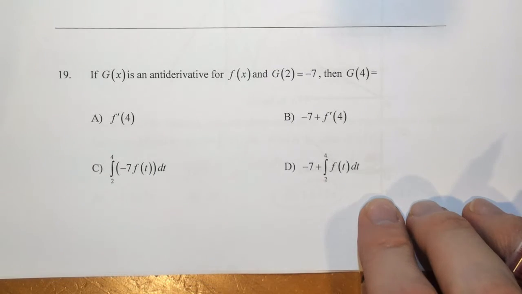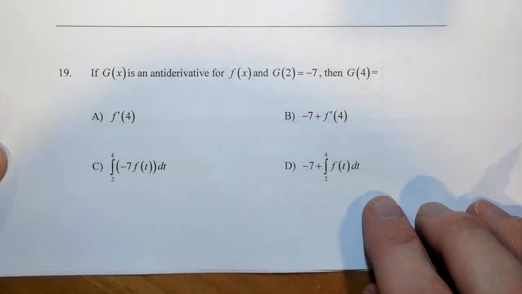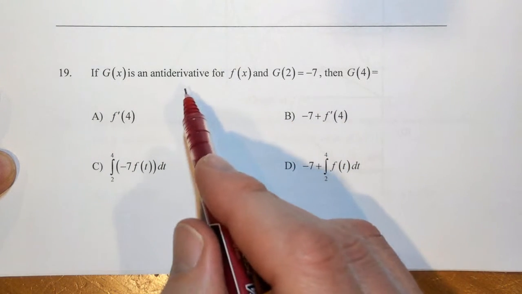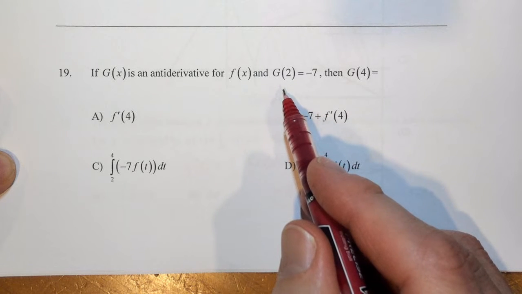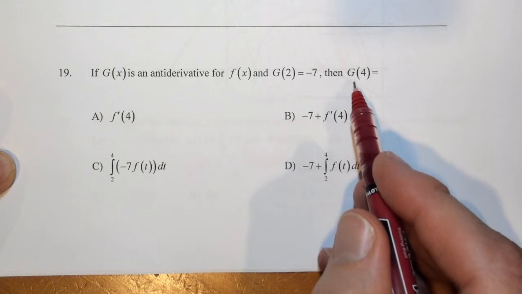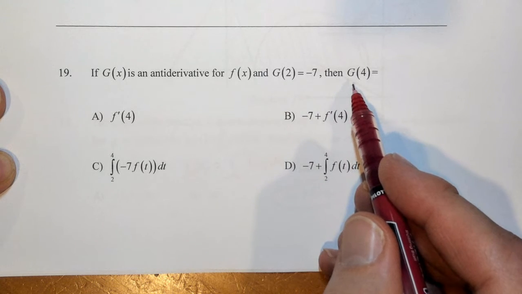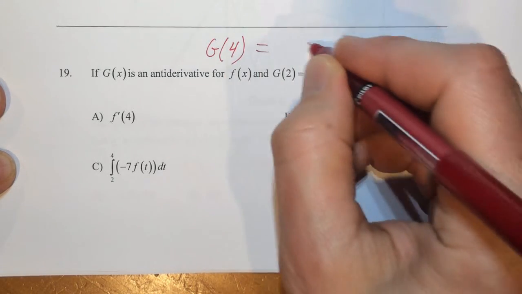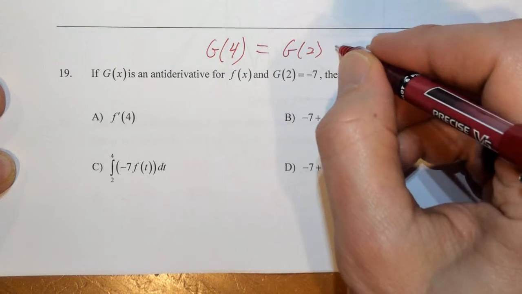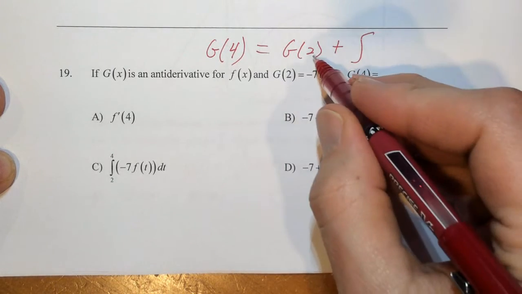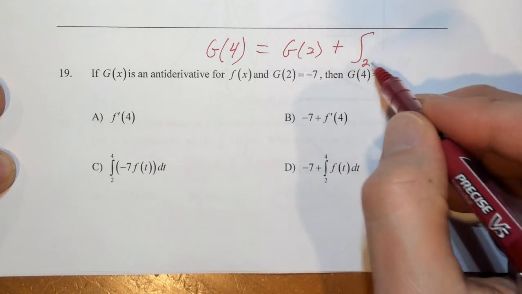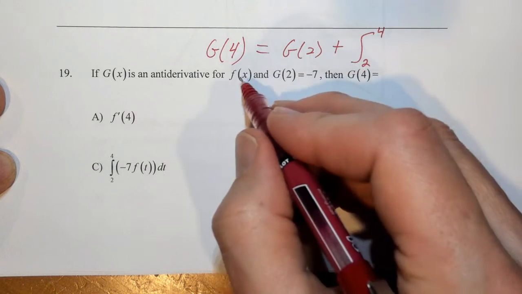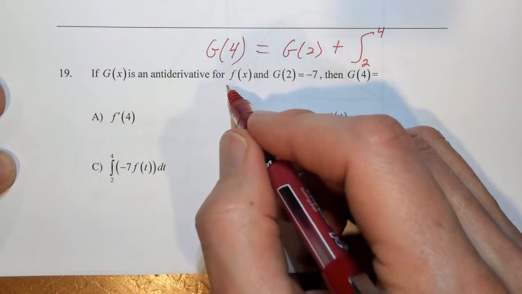Number 19 is like one of the ones we did at the very end of the lesson there. I believe it is big G is an antiderivative for little f. Big G of 2 is equal to negative 7. What's G of 4? Well, the new value is equal to the old value plus all of the change from the old x value to the new x value. And what's the change? The change is the derivative. Big G is an antiderivative for f.